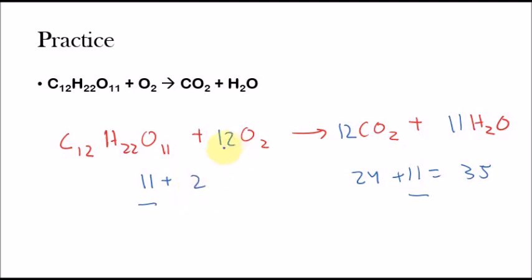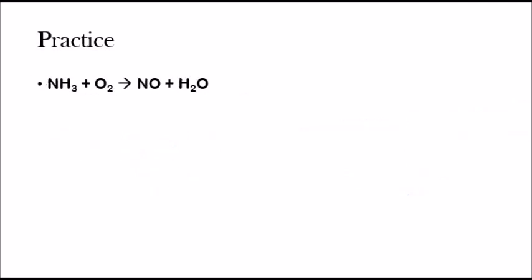So let's look at that. So now we have 11 plus 12 times 2 is 24, equals total 35 oxygen atoms. And here we have 12 times 2 is 24, plus 11, 35 oxygen atoms. And now, great, everything is balanced. Okay. Let's do one final one, and then you can go and practice this on your own.